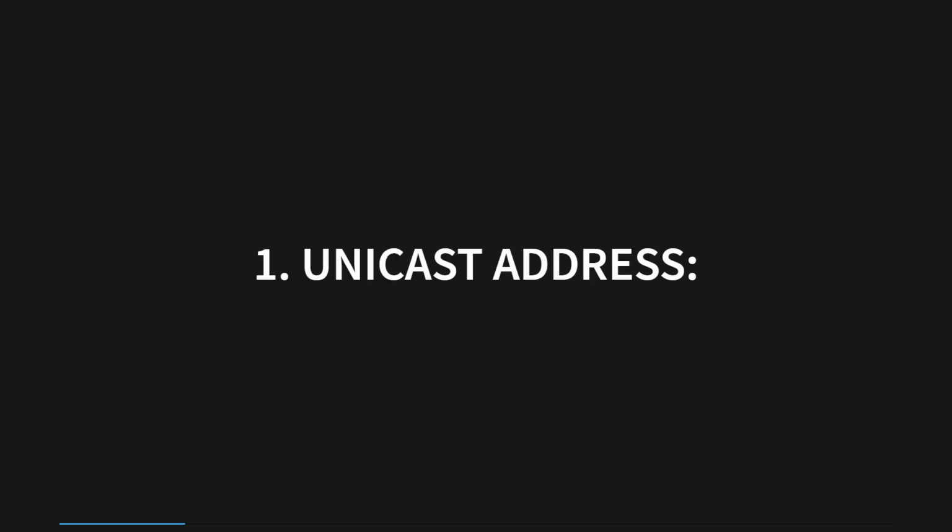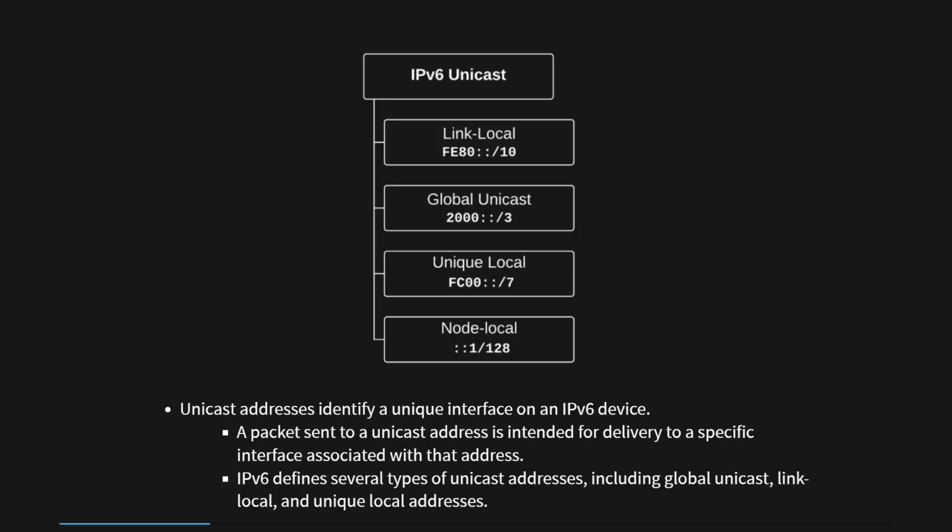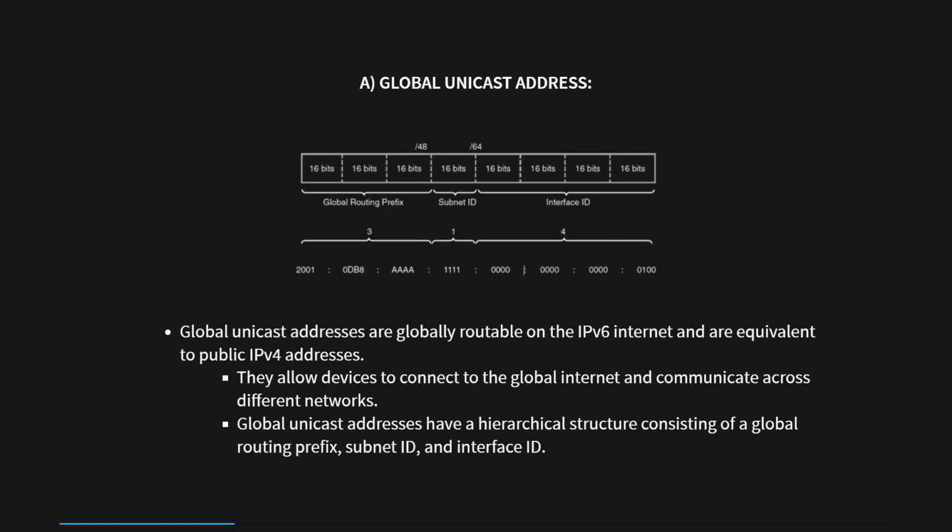Unicast addresses identify a unique interface on an IPv6 device. A packet sent to a unicast address is intended for delivery to a specific interface associated with that address. IPv6 defines several types of unicast addresses, including global unicast, link local, and unique local addresses. Global unicast address. Global unicast addresses are globally routable on the IPv6 Internet and are equivalent to public IPv4 addresses. They allow devices to connect to the global Internet and communicate across different networks.